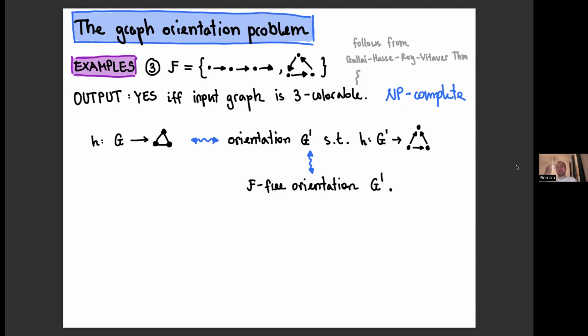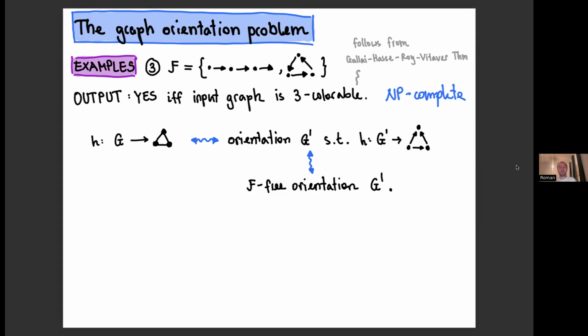Actually, in this case, it's quite elementary to see why this F-orientation problem is equivalent to the 3-coloring problem. So if we start with a graph G, then this graph is 3-colorable, depending on the definition, but some people might define it in that way, if it homomorphically maps into the triangle graph.